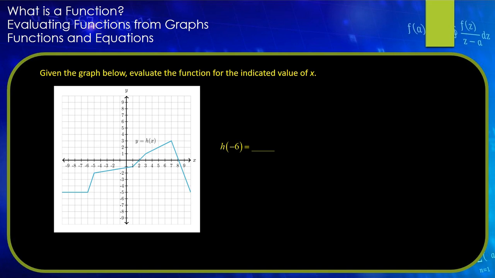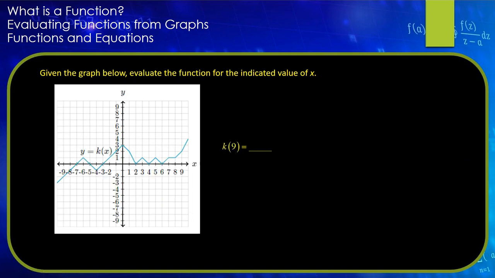with y equals h of x, h of negative 6 means I want to find the y value when x is negative 6. So here's where x is negative 6. As I can see, if I go to negative 6, I'll move down to here where the y value is at negative 5. So the answer is negative 5. And for the next one, try this one here.